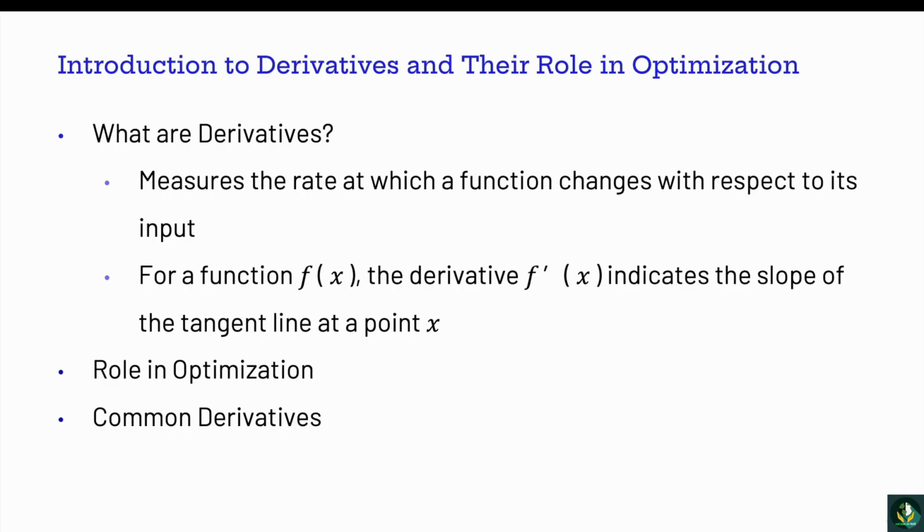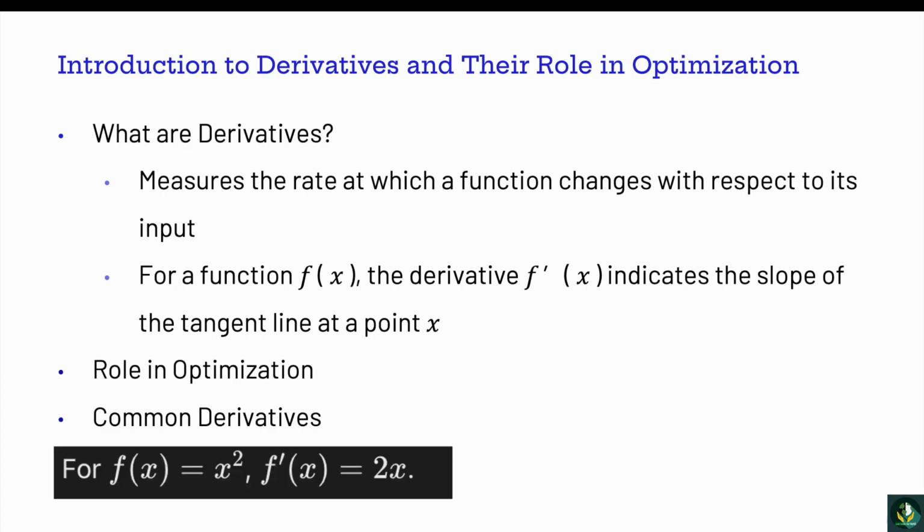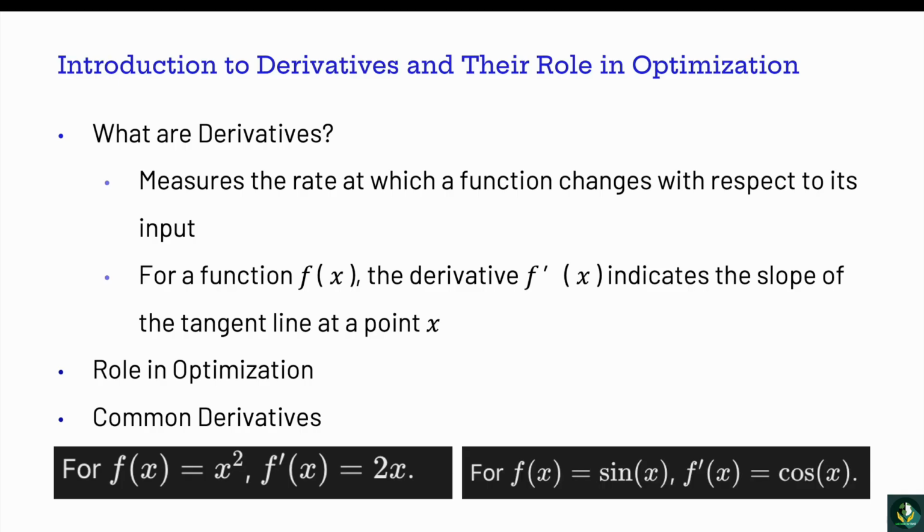So let's look at some of the common derivatives. For f of x equal to x square, the first derivative is equal to 2x. And for f of x equal to sine x, the first derivative is equal to cos x.